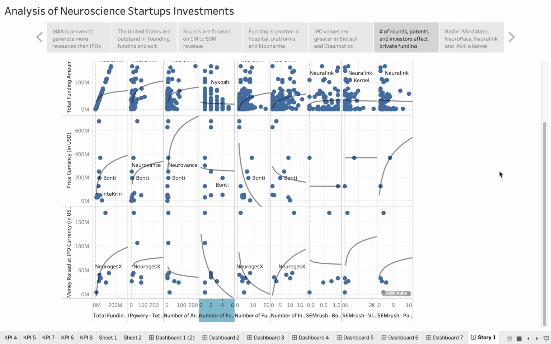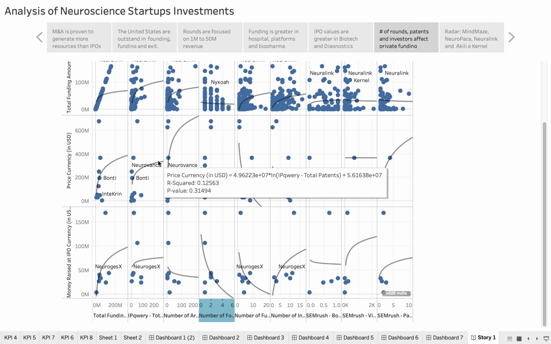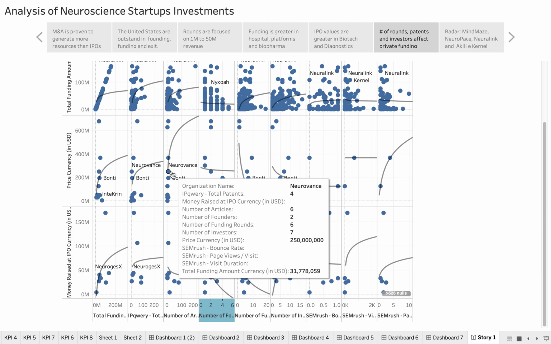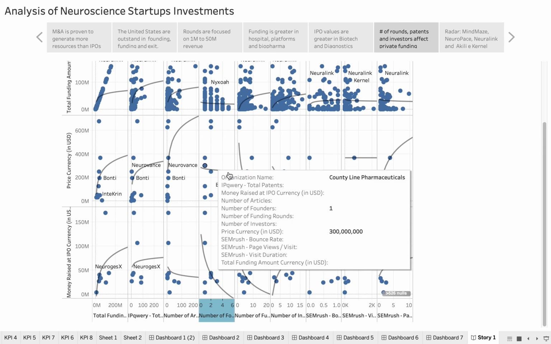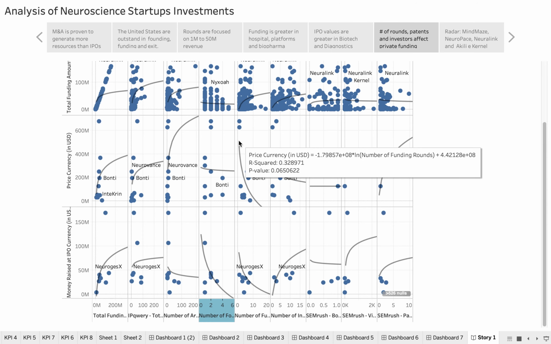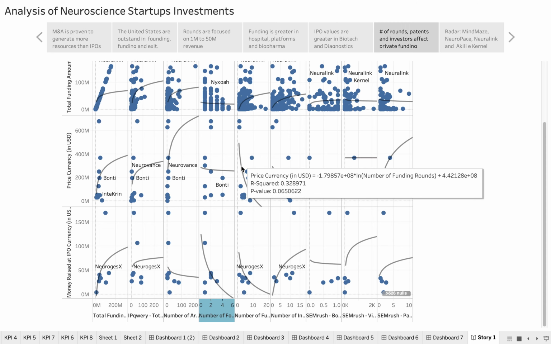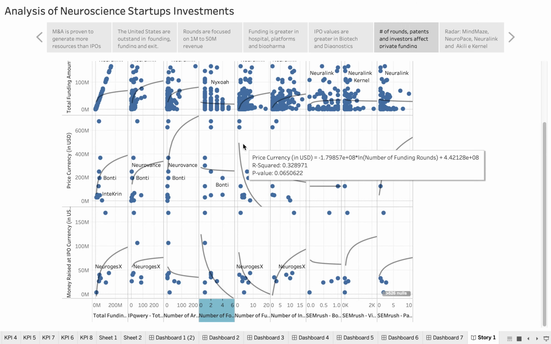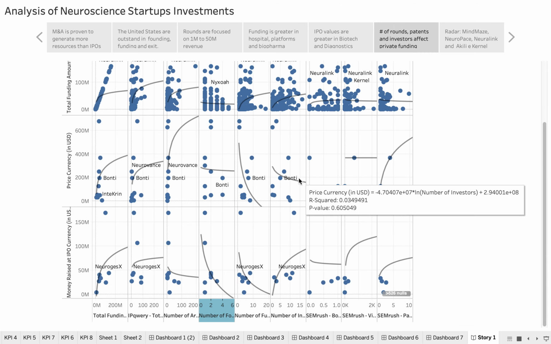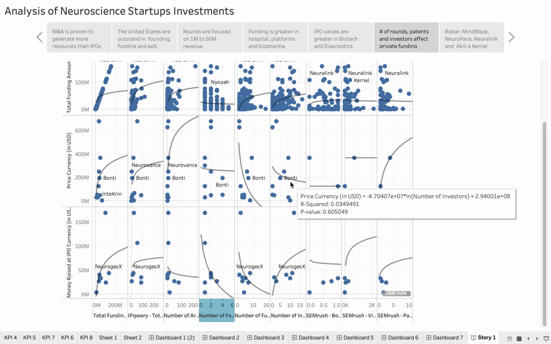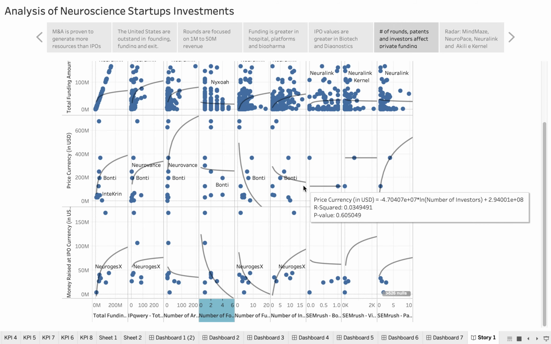And we were able to identify that the number of patents, right here, the second column, somehow influences the value of the M&A, as does the number of funding rounds. In this case, it has a negative impact. So the lower the funding rounds, the higher the price of the M&A, and the same with the number of investors. So the lower the number of investors, the higher the price on an M&A.